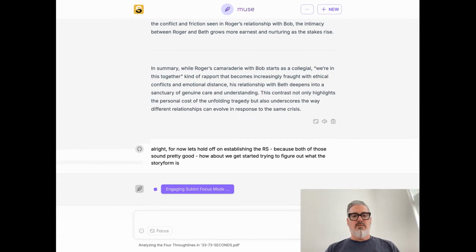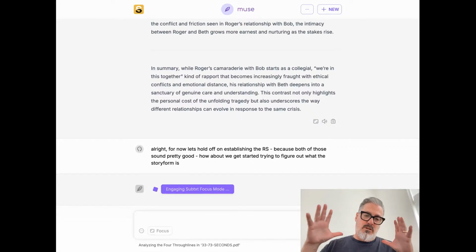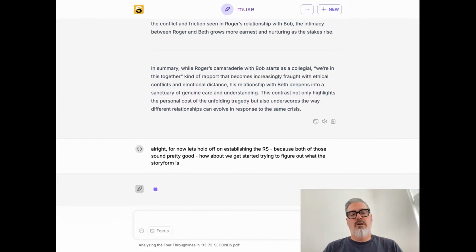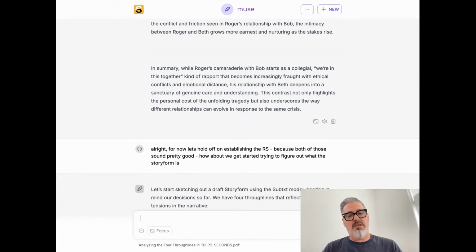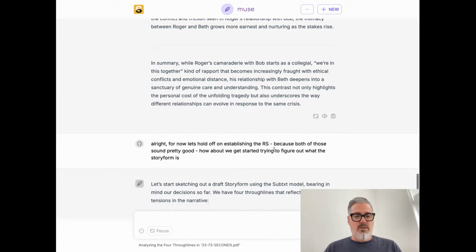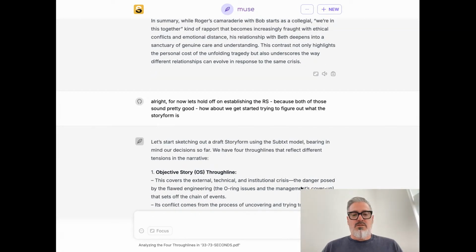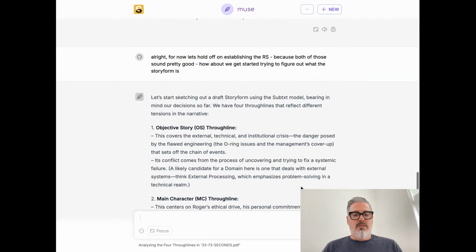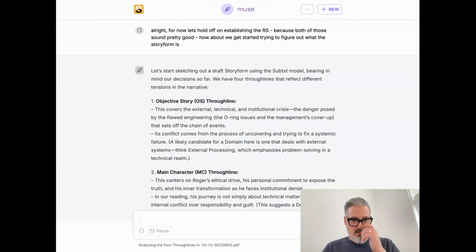Now I'm going to start finding the source of conflict in those points of view. And I'm going to start big and I'm going to get really small. And this will be a bit of a different process in the coming weeks. It'll be much cooler, it'll be much more accurate, and I think everybody will be on board. Let's start sketching out a draft story form. All right. Objective story through line.